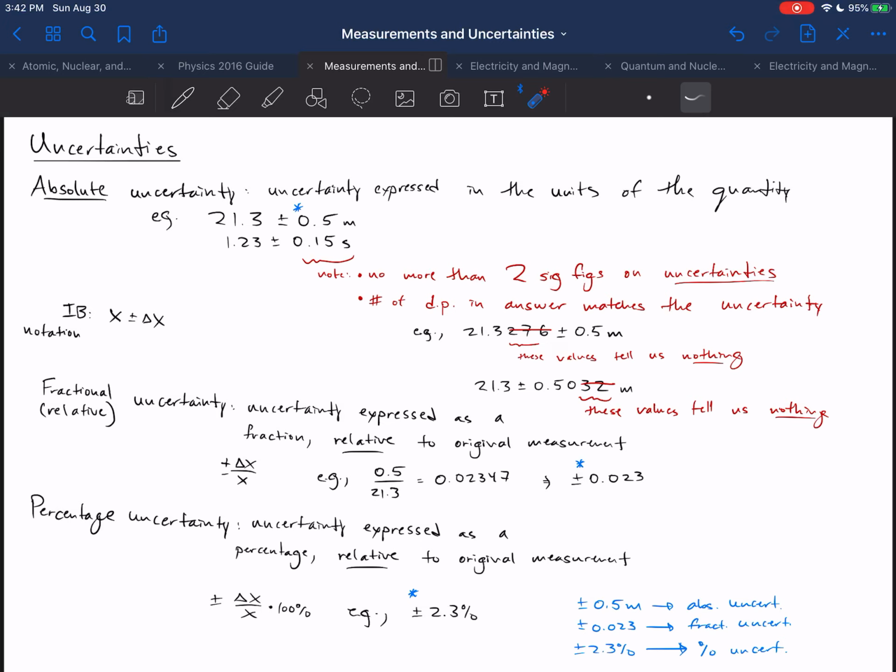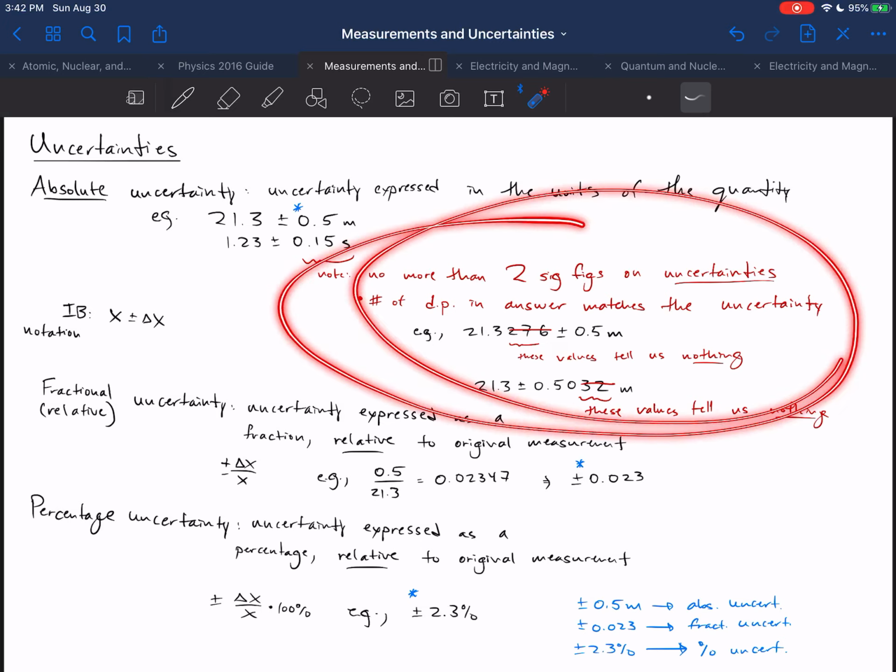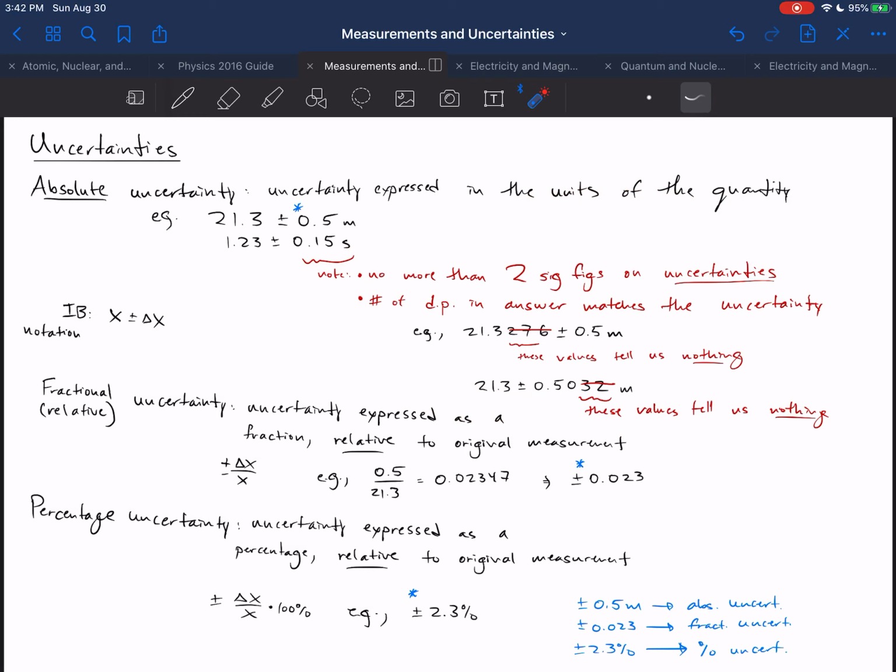Note that the guidance here will be super crucial moving forward. When you represent that uncertainty, you should use no more than two significant figures in the representation of the uncertainty, and then the number of decimal places in the answer, whatever the value is, should match the uncertainty. That is, the last digit in the uncertainty should also be the last digit to which you represent the value itself. In IB notation, the uncertainty is represented as x, for whatever the value of x is, plus or minus delta x. A quick word on that.